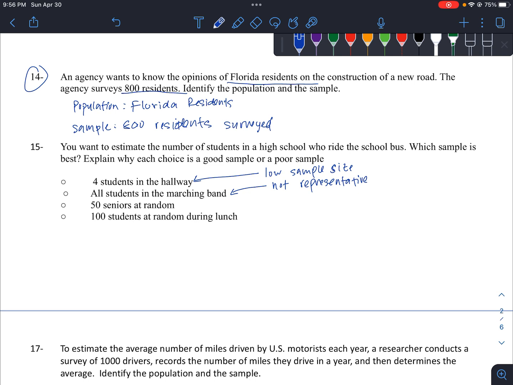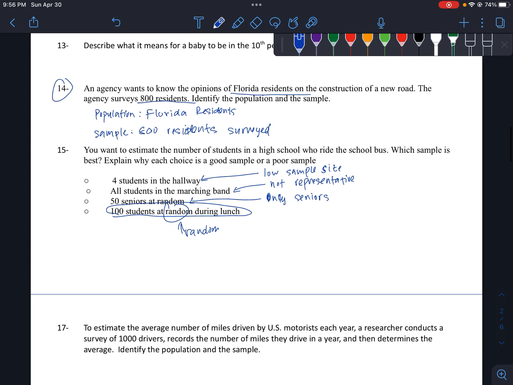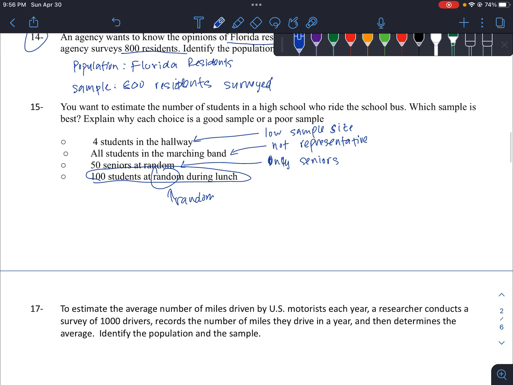50 seniors at random. So, I mean, they're only talking about seniors who probably drive, so only seniors. So, again, probably not representative. And then 100 students at random during lunch. This would probably be the best one. So, first of all, it's random, and that's a good thing. Seems like it's probably going to be representative. Okay, if it's random during lunch, so hopefully most students are there.